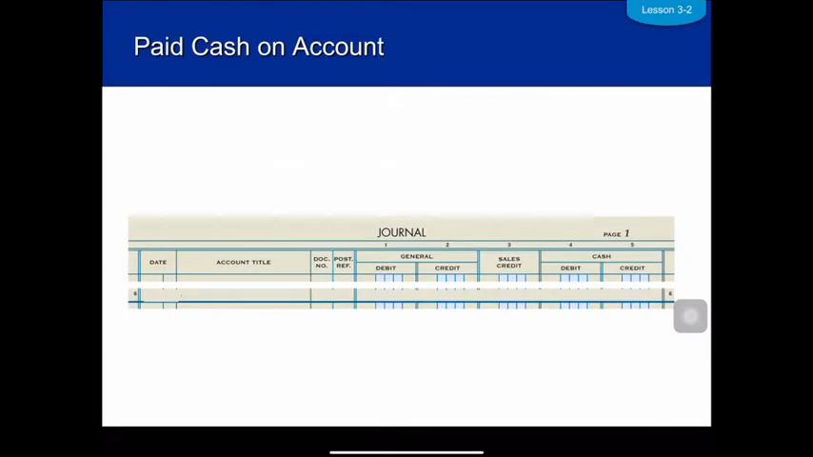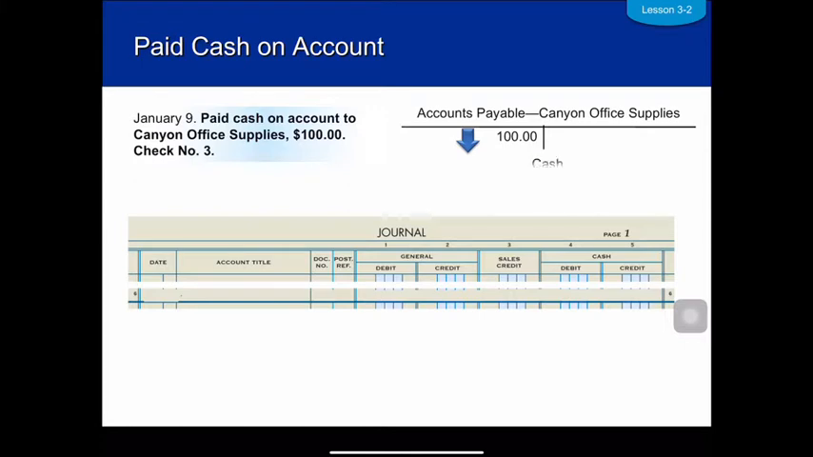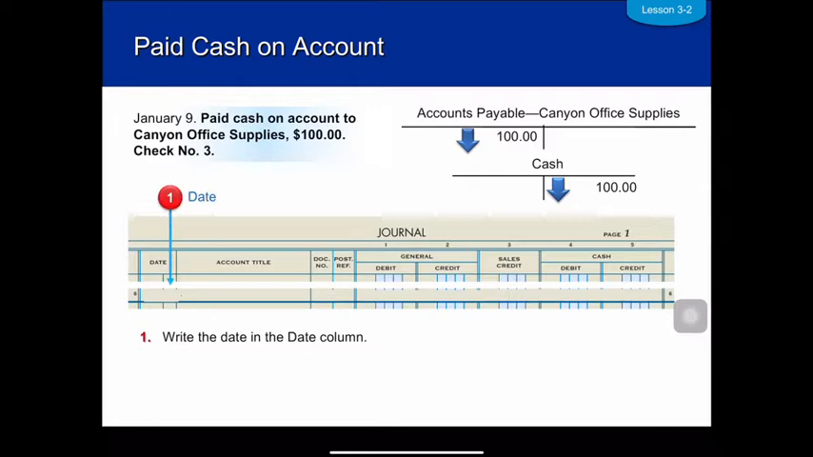Our next transaction is paying cash on account, and it reads, paid cash on account to Canon Office Supplies, $100, and you wrote out a check. The 2 accounts affected: our accounts payable is going down because we owe Canon Office Supplies less. Your cash is also going down, so you're going to credit that because you paid cash. Again, to enter it in our journal, you write the date, which is the 9th.